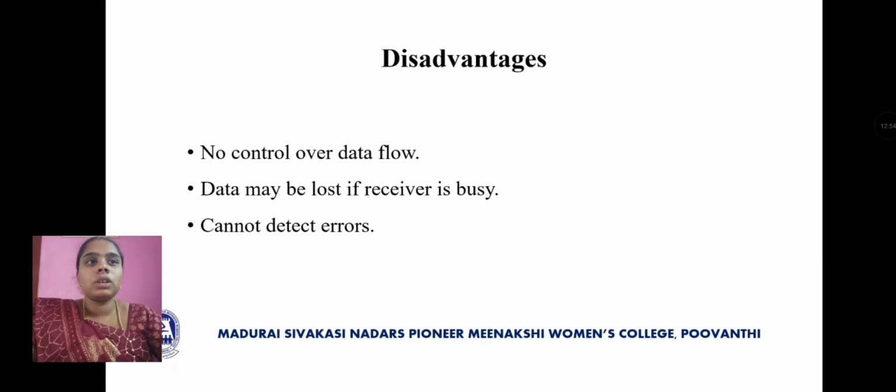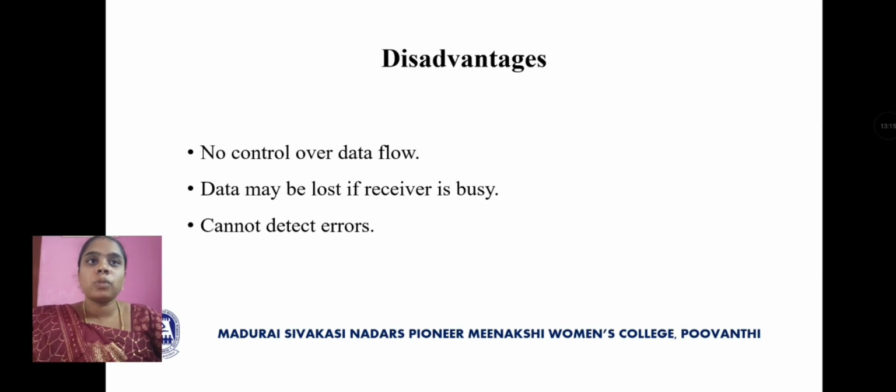And then, the disadvantages of the unrestricted simplex protocol. First one is no control over data flow. The protocol does not control the speed of data transmission between the sender and the receiver. For example, a fast sender may overload a slow receiver with too much data.